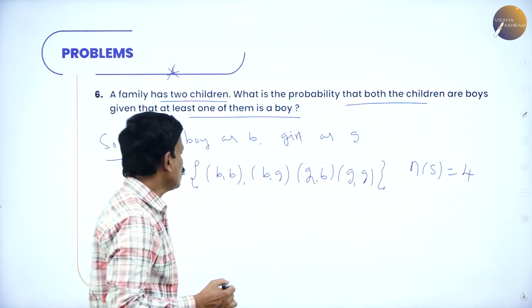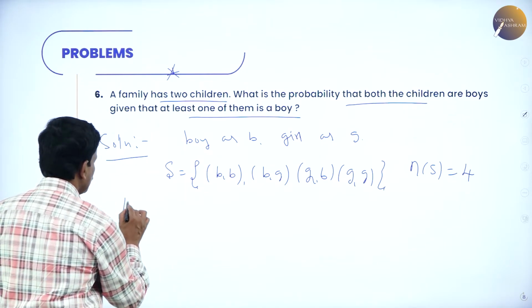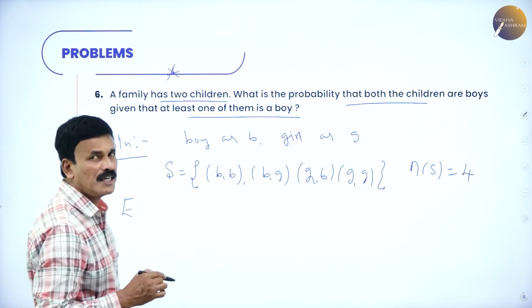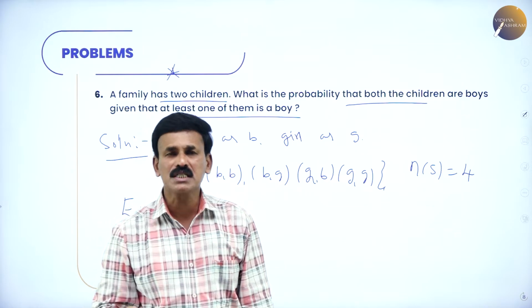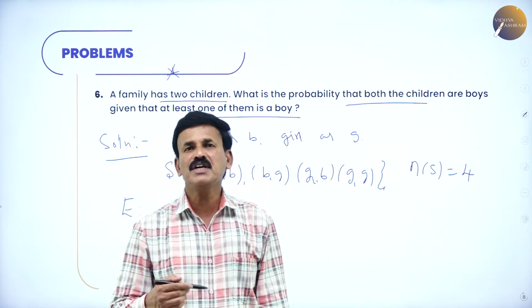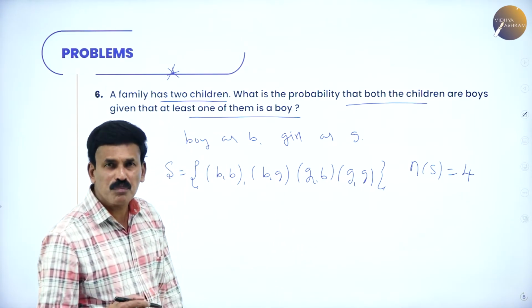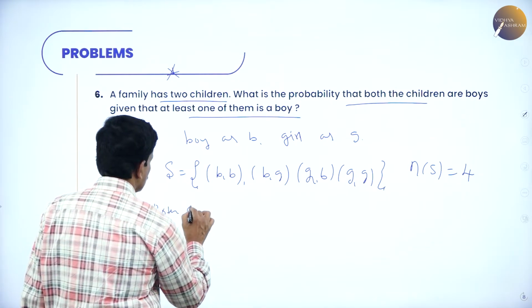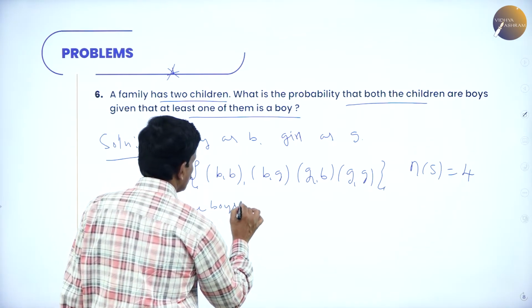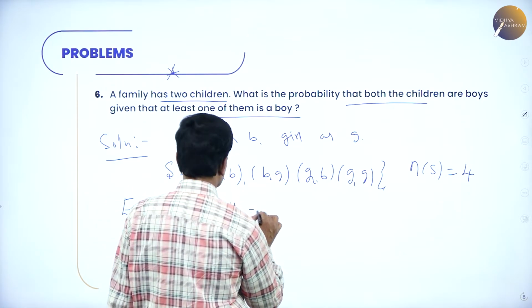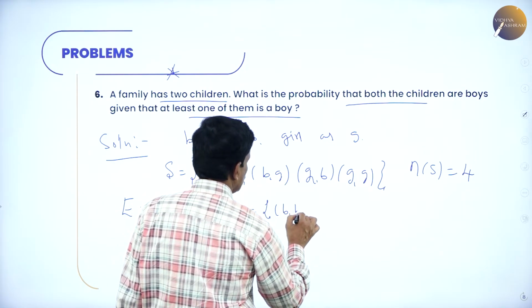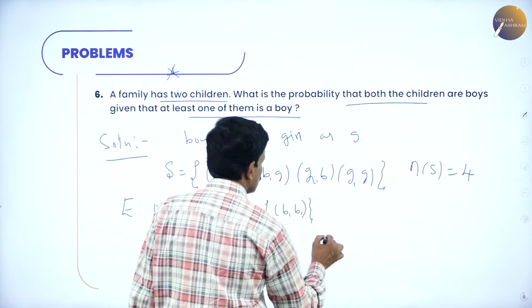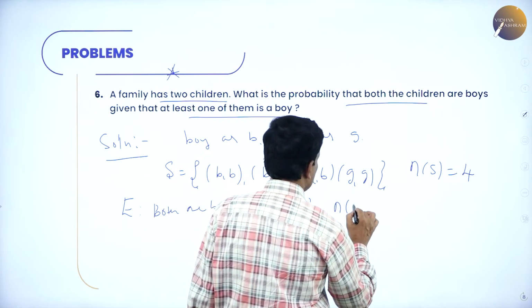Now let us define the events. E is an event that both the children are boys. So, both are boys. That means that is nothing but B comma B. So, therefore, N of E is equal to 1.